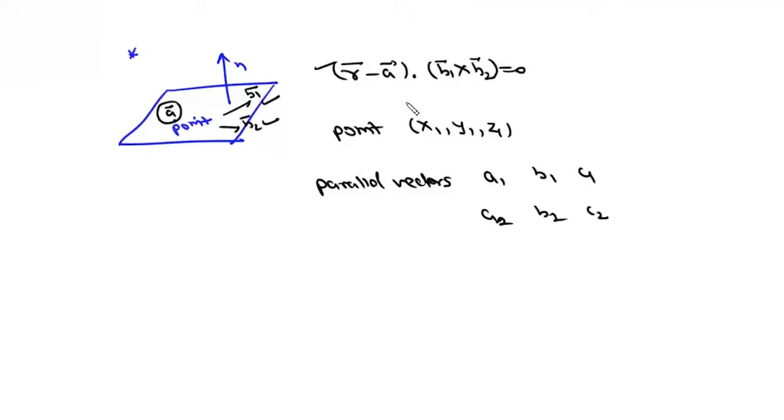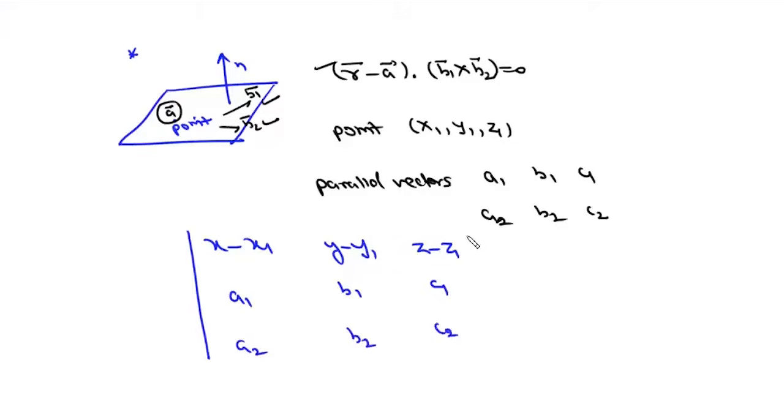Then this box product, r minus a dot b1 cross b2, must be 0. So we can write this determinant as x minus x1, y minus y1, z minus z1, then a1, b1, c1, and a2, b2, c2, and it must be equal to 0. There will be many cases where we'll be given two parallel vectors, and then using this point and the cross product of these vectors, we can write the equation of this plane directly using this determinant.